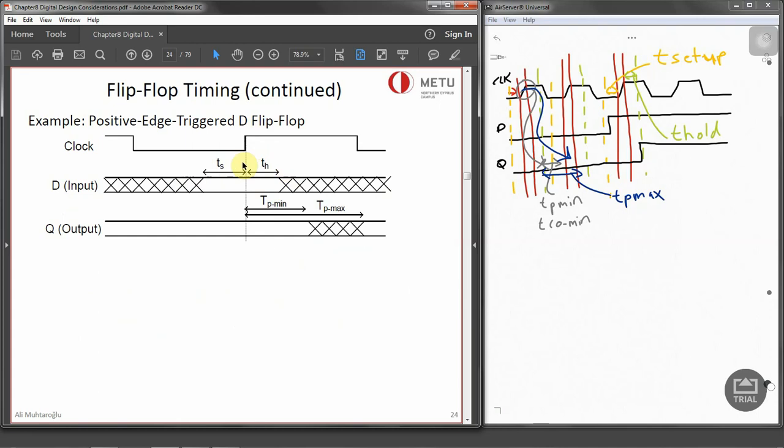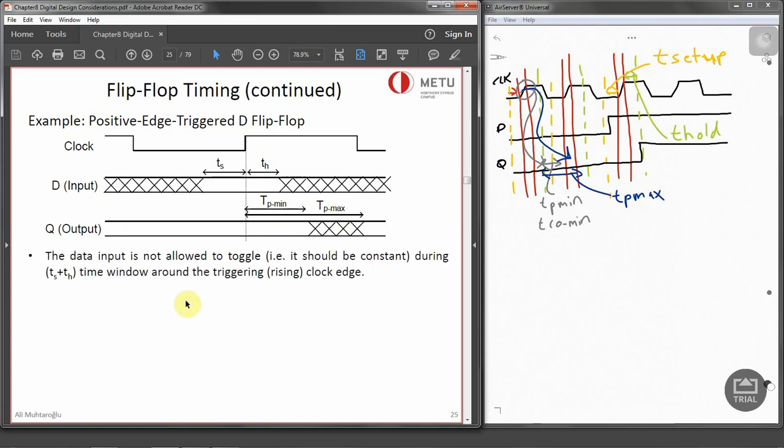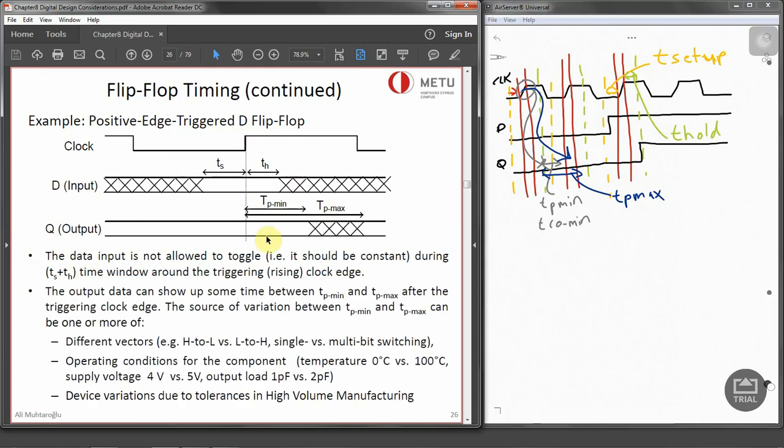So we need to have the total TS plus TH when we want to consider the timings of the flip-flops, the valid input. And then we have got the TP min as the first reaction of the output to the clock edge, and TP max, the stabilization of the output, is the maximum time that we can have. As we already said, the data input is not allowed to toggle between these timings, and the output can show up sometime between TP min and TP max, and there are various reasons for that. It can be a different vector or different operating conditions, or maybe the device variations that we need to consider.